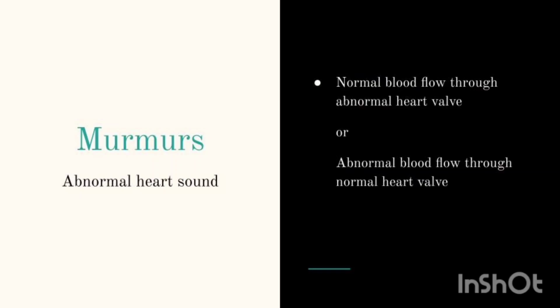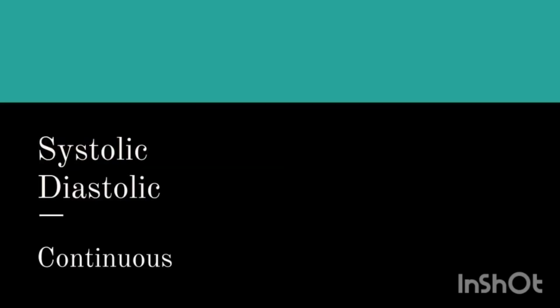A murmur is an abnormal heart sound which can be due to normal blood flow through an abnormal heart valve or abnormal blood flow through a normal heart valve. It can be heard during systole or during diastole or throughout the whole cardiac cycle. So it can be classified as systolic murmur, diastolic murmur, or continuous murmur.